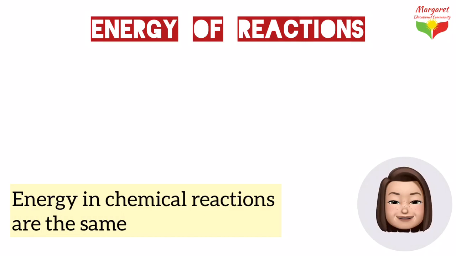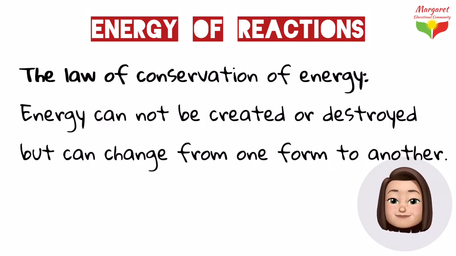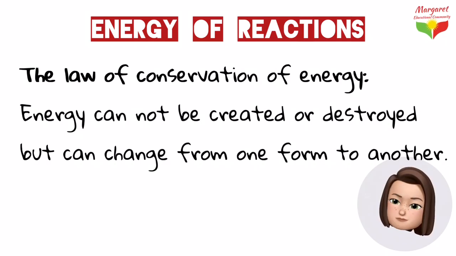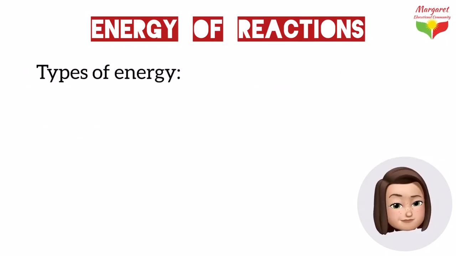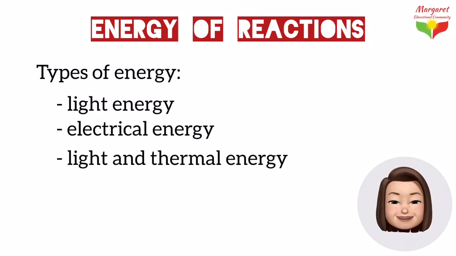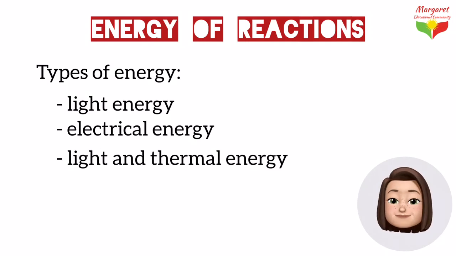Just note that energy in a chemical reaction cannot be created or destroyed. So the energy is recycled, and this law is called the law of conservation of energy. It states that energy cannot be created or destroyed. However, it can change forms. For example, we have three types of energy: light energy, electrical energy, and thermal energy. Energy can change form from light to electrical to thermal, but it is neither destroyed nor created.